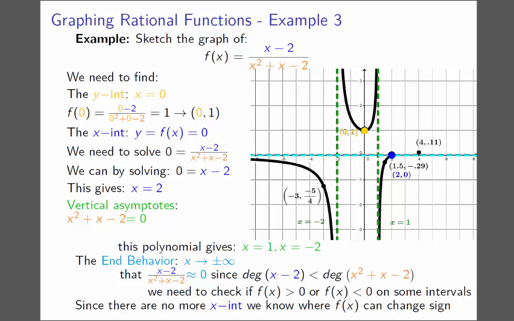And since we know our end behavior is that our function looks like 0 on the ends, our graph just comes up over the x-axis a little bit and hovers right above it. And we now have a graph of our function x minus 2 over x squared plus x minus 2.